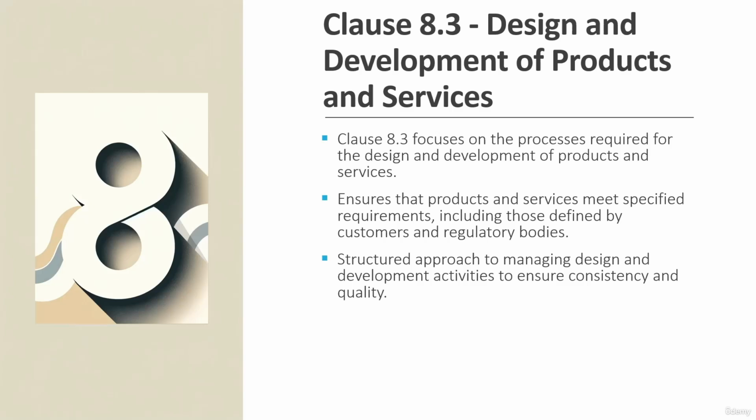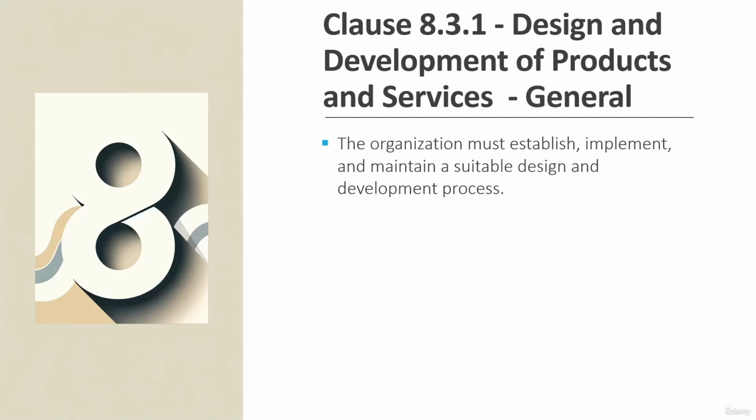The next one is planning for designing and development. Then we will talk about the inputs, then the controls, then the outputs, and then the change management. So these are the aspects related to design and development, which we will be talking about as a part of 8.3. Let's talk about 8.3.1, which is a general statement or a general requirement. It says that the organization shall establish, implement, and maintain a design and development process. That's it. It's a simple, introductory statement to this clause. Nothing very specific about that. It simply says that the company shall establish, implement, and maintain that process.